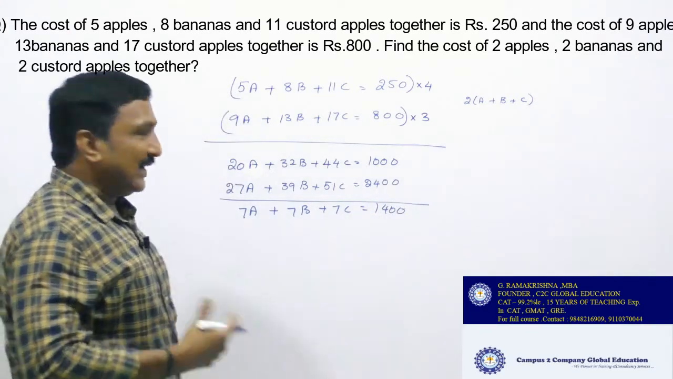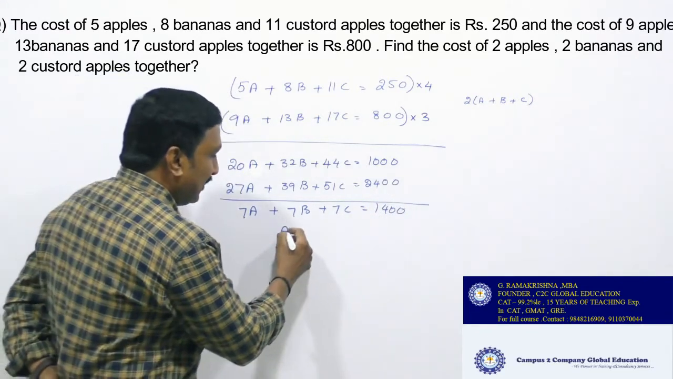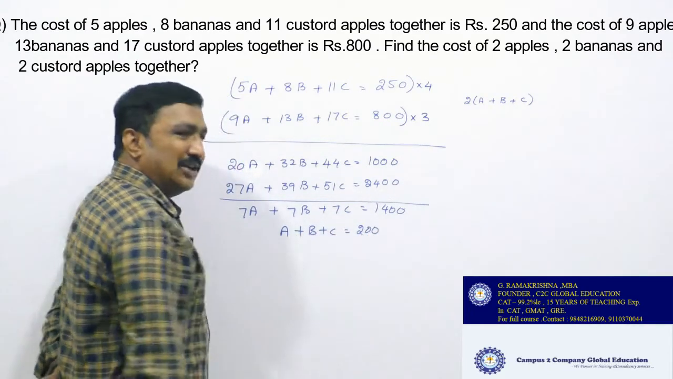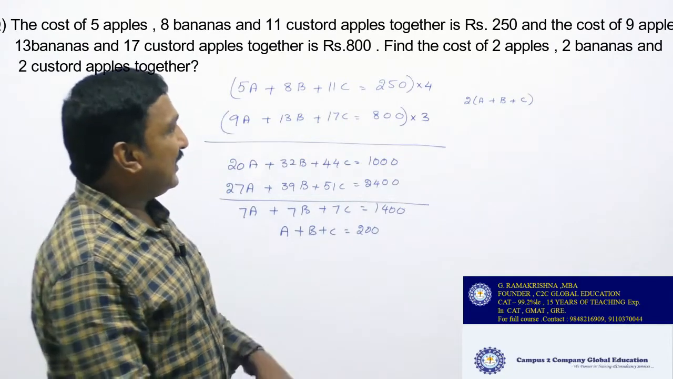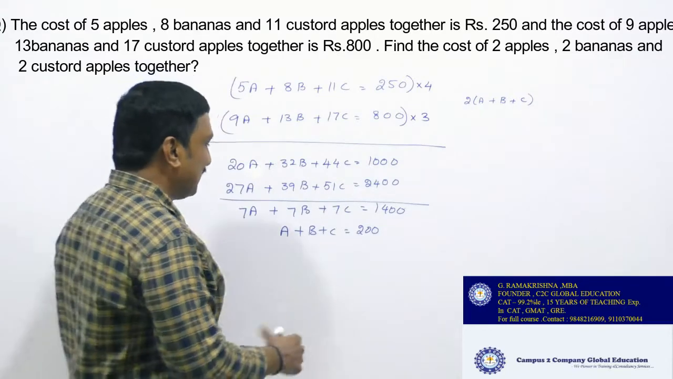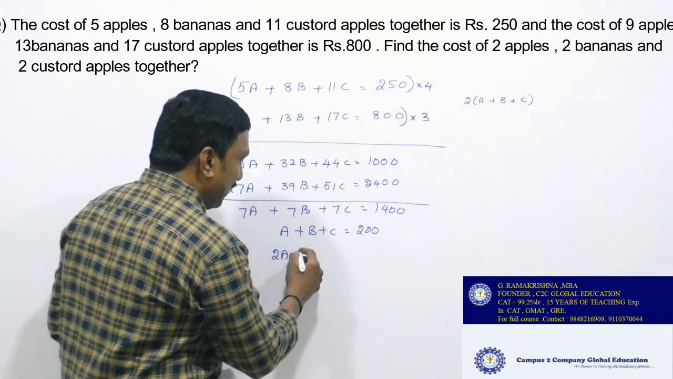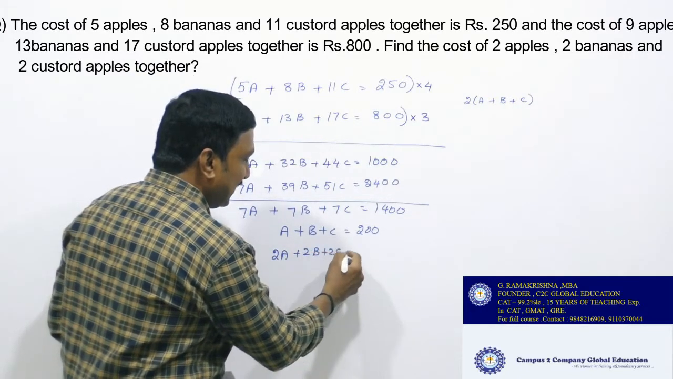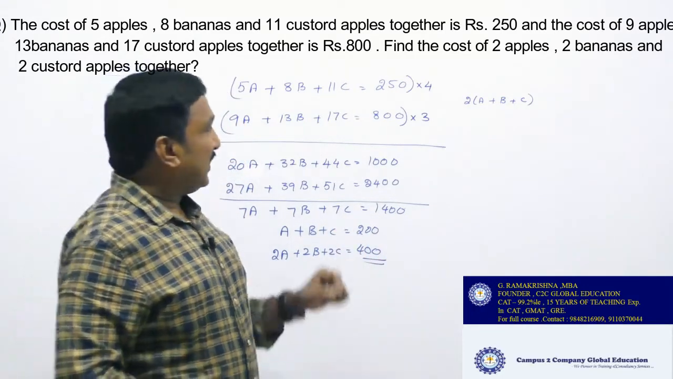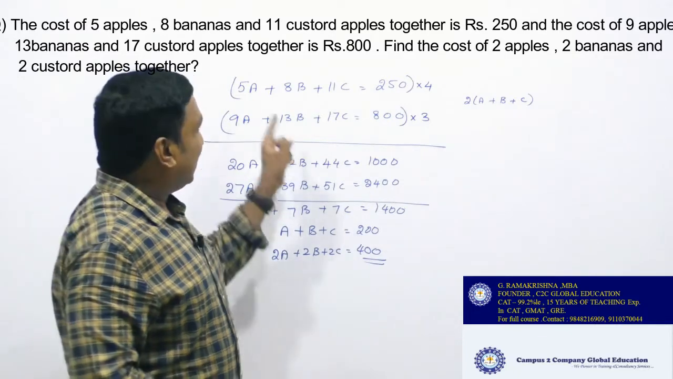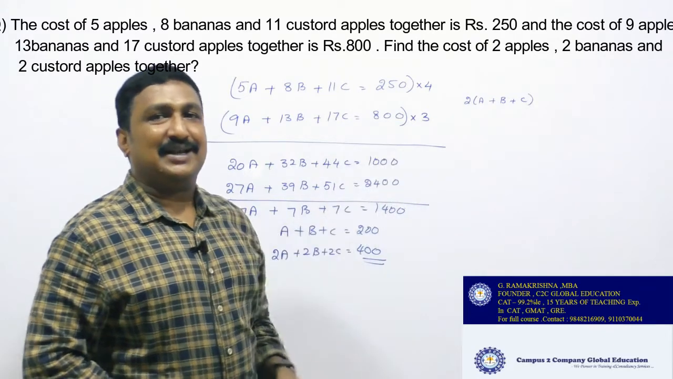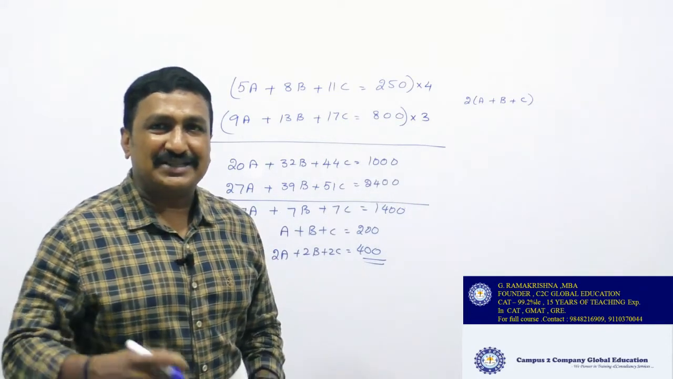Right? So we can take 7 common. Then we get a plus b plus c is equal to how much? 200. So once we have a plus b plus c is equal to 200, they are asking for 2 times a plus b plus c. So 2 times a plus b plus c is equal to how much will it come? 2a plus 2b plus 2c is equal to 400. Okay friends, this is a very, very important concept. Whenever the differences of the coefficients of the variables are the same, we have to apply this concept. Right friends? We will discuss one more problem.